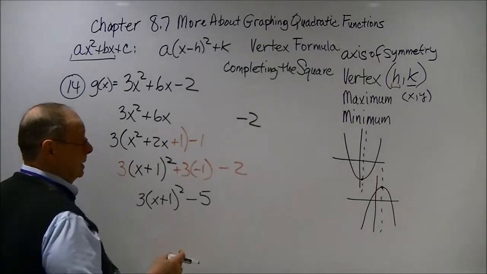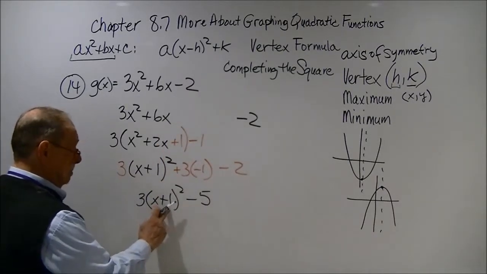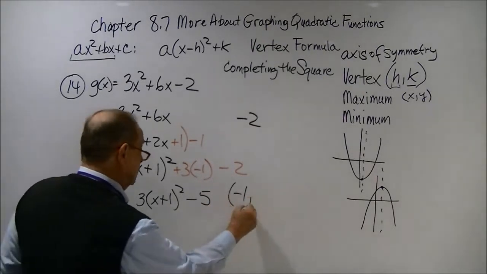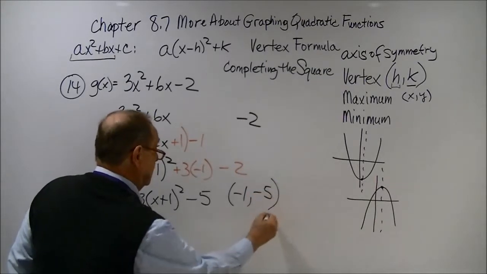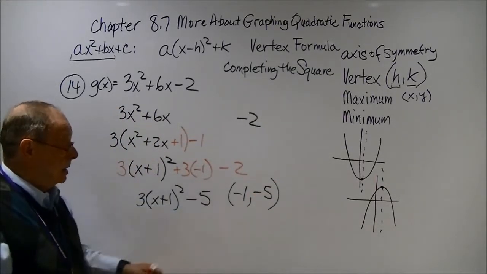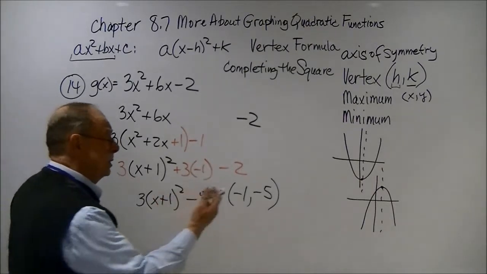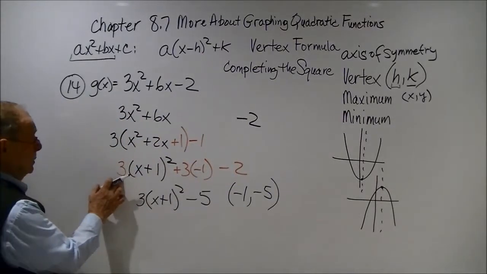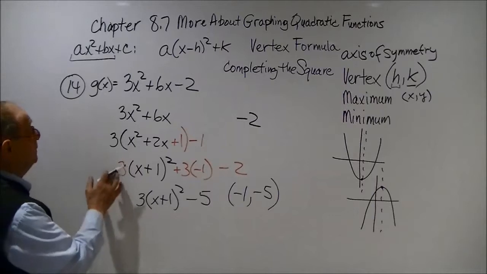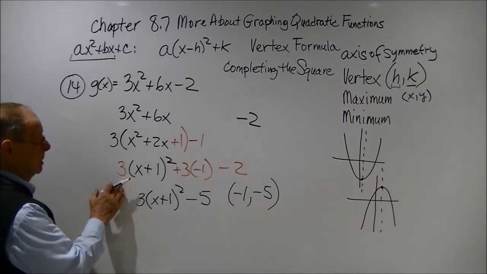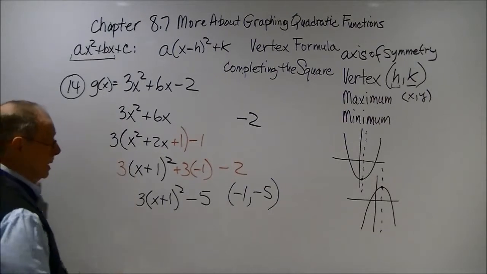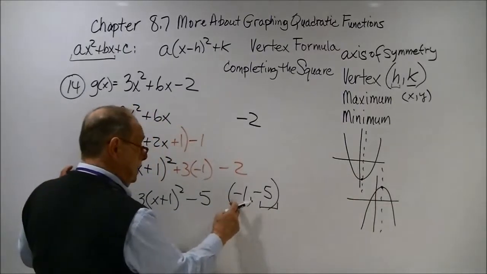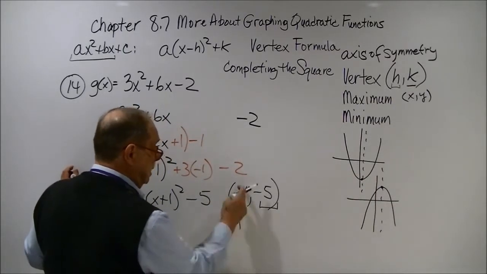So, what is my vertex? Well, opposite sign, -1. My k is the y value. So there is my vertex. Now, as we look at it, is it going to be opening upward or opening downward? Well, as we look at our A term over here, this is positive. If the A term is positive, it will open upward. So this will be the minimum, and this will be your axis of symmetry.